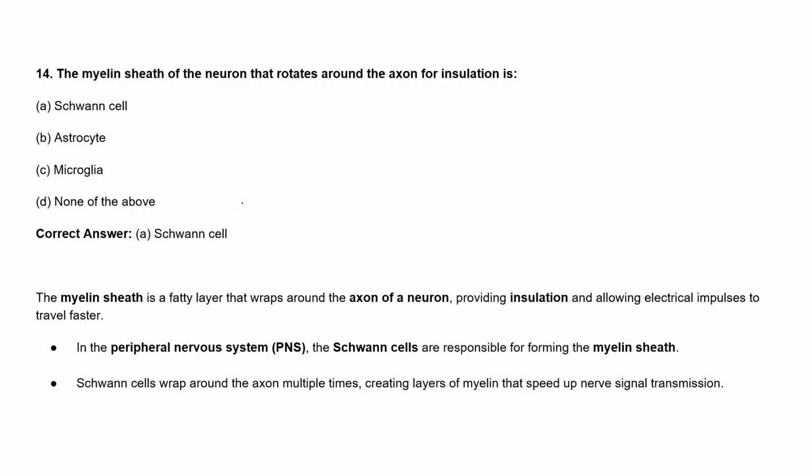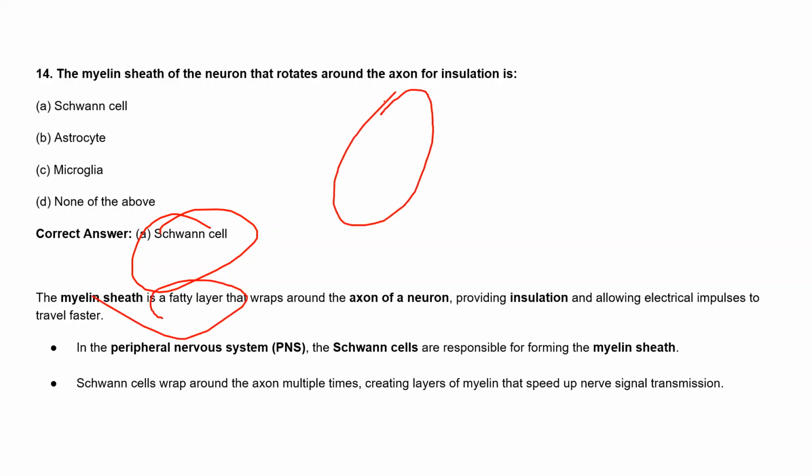So let's see the right answer for this question. The Schwann cell is the right answer. So the myelin sheath of the neuron that wraps around the axon for insulation is made by the Schwann cell. So what is this myelin sheath? This myelin sheath is a fatty layer that wraps around the axon of a neuron. It is covering the axon of the neuron, and it provides the insulation. They are insulating material so that there is no leakage of any currents, right? And it allows the electric impulse to travel faster.